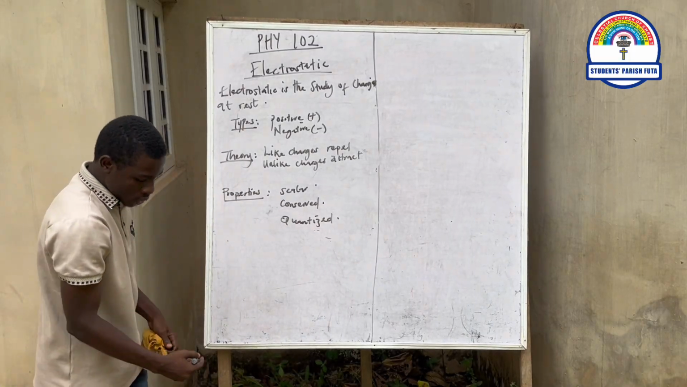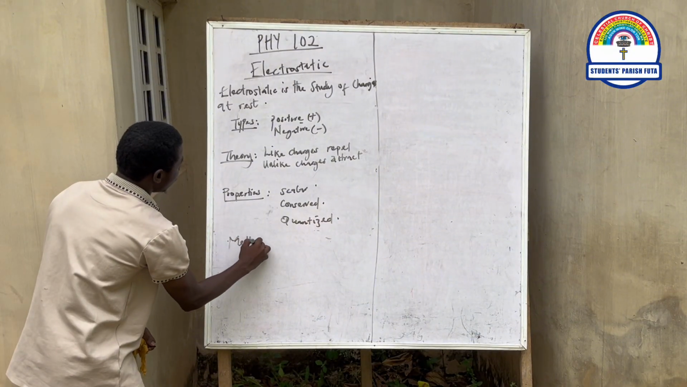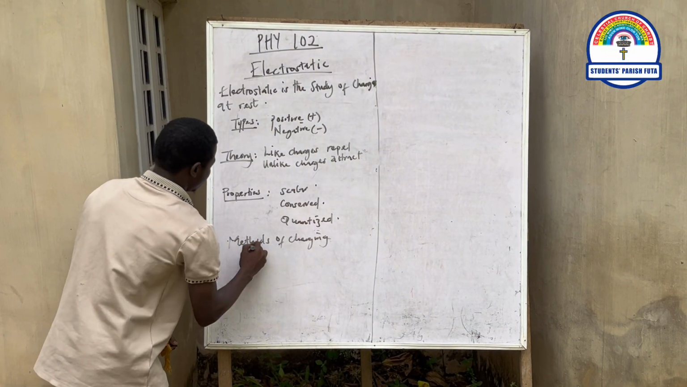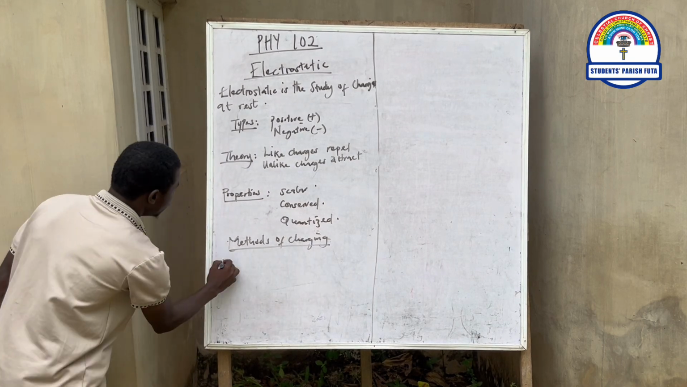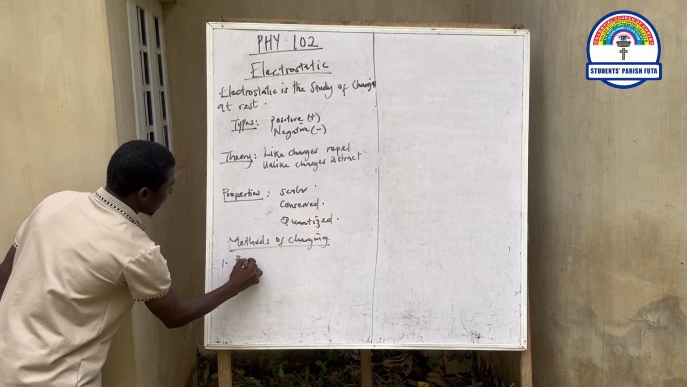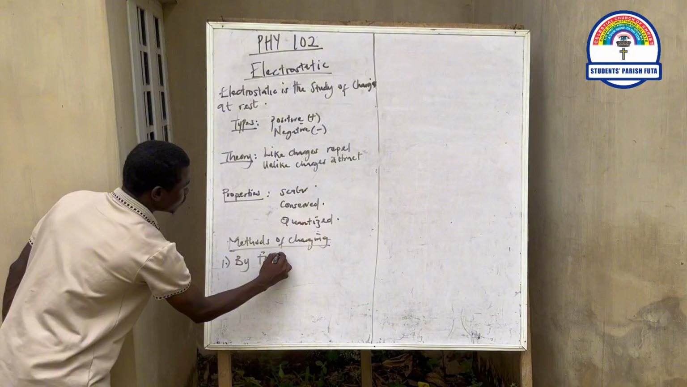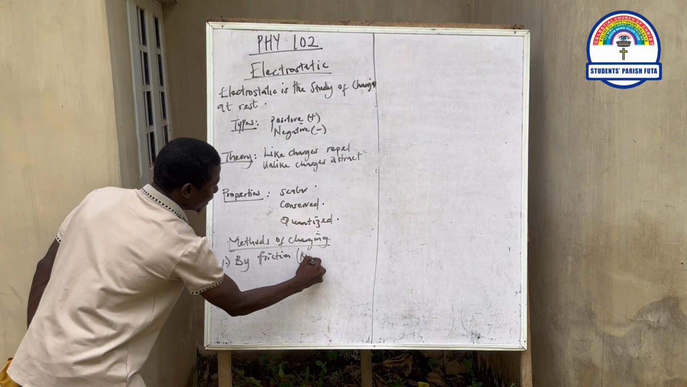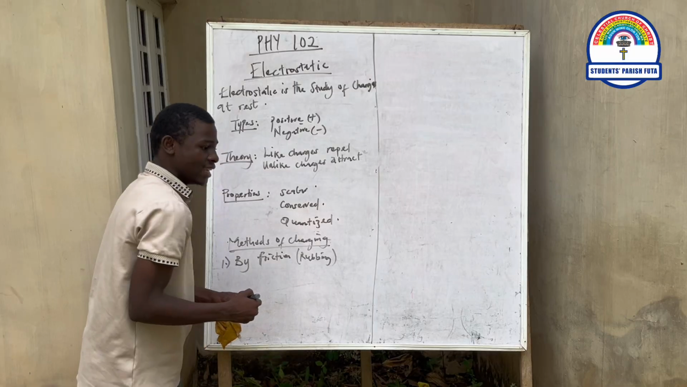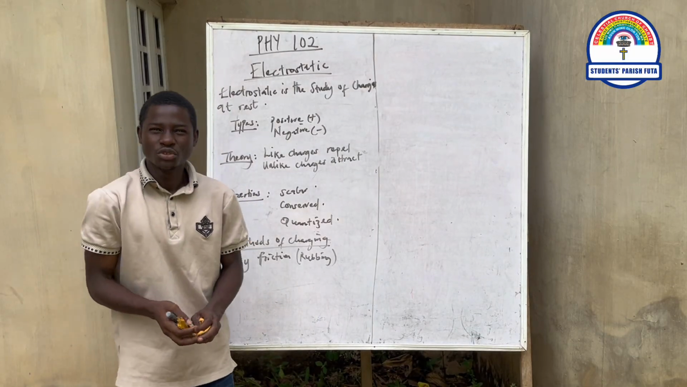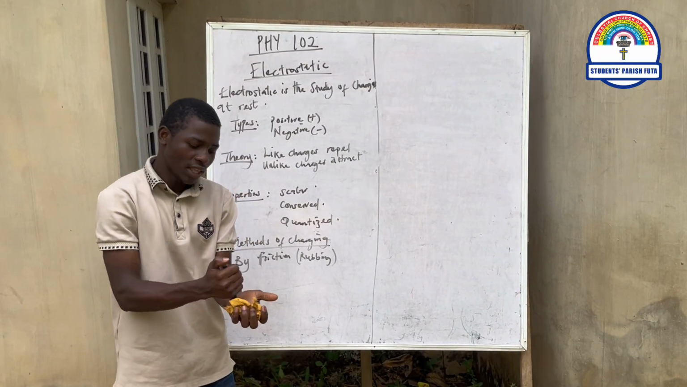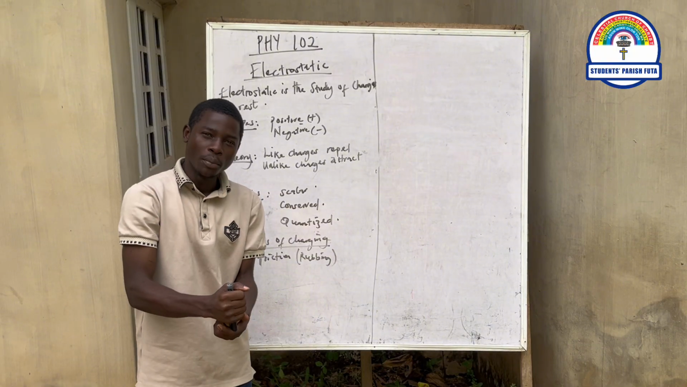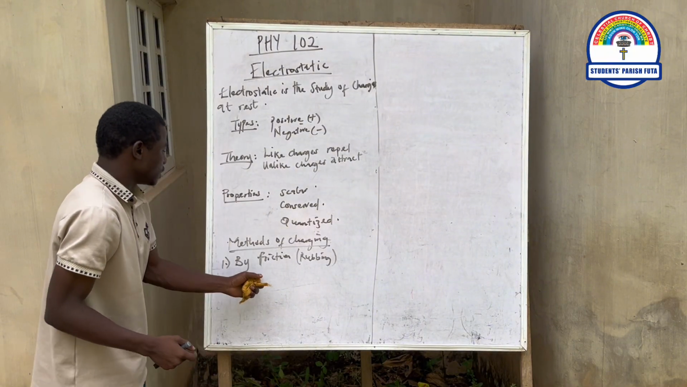Now let's go to the methods of charging, of transferring charge. The first one we'll be looking at is charge by friction. This is also called charging by rubbing. When you rub a body against another, for instance, that trick we do while we're in secondary school, you take your pen and rub it on your palm, and by the time you put it near paper, it attracts it. So you are charging by friction.